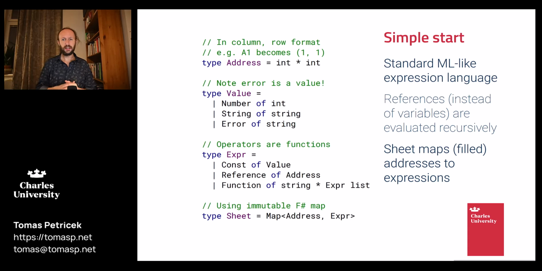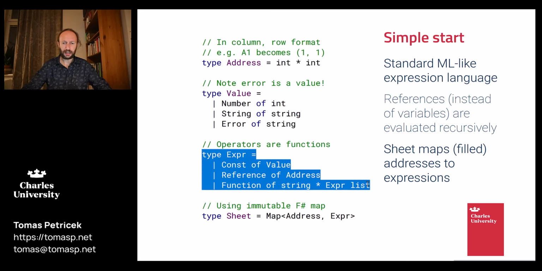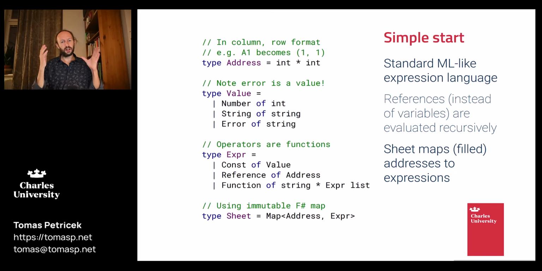and change later on. In the first version, we're just going to do something that looks very much like the ML expression language. We will have expressions, so that's the expr data type here with constants and function calls. Function here is a call to a function of a given name with some expressions as arguments. And then we have references. So a reference is a reference to a cell at some address. When you say A5 in Excel, that's a reference.